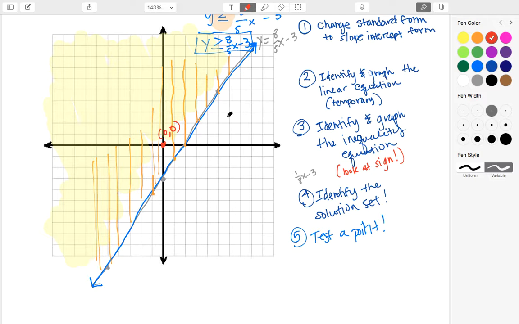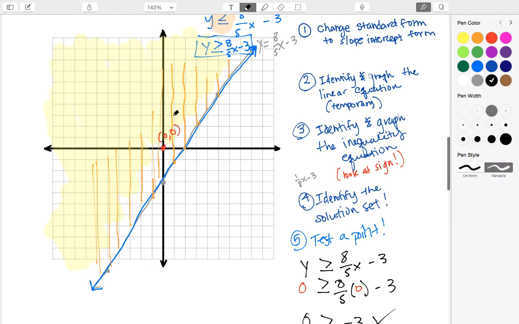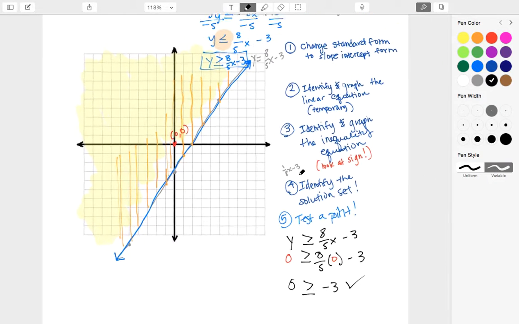So if I did this right, my inequality should make sense. I should have 0, 0 as one of the solutions. So I'm going to go ahead and do that and put y is greater than or equal to 8/5 x minus 3. So I'm going to substitute 0, 0. So 0 is greater than or equal to 8/5 times 0 minus 3. Okay, so 0 is greater than or equal to negative 3. Is that true? That is true. 0 is greater than negative 3. That works out. Okay, my solution makes sense. It works out, and I shaded on the right side.